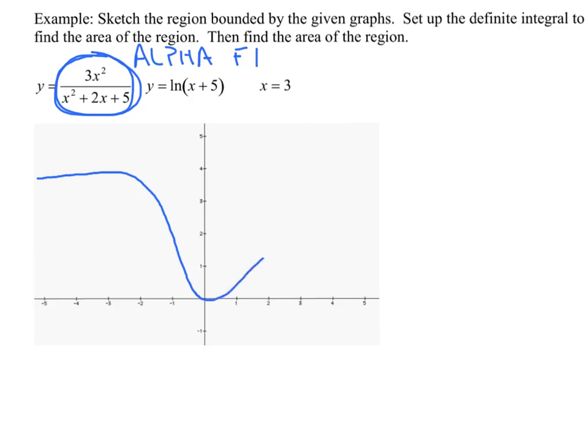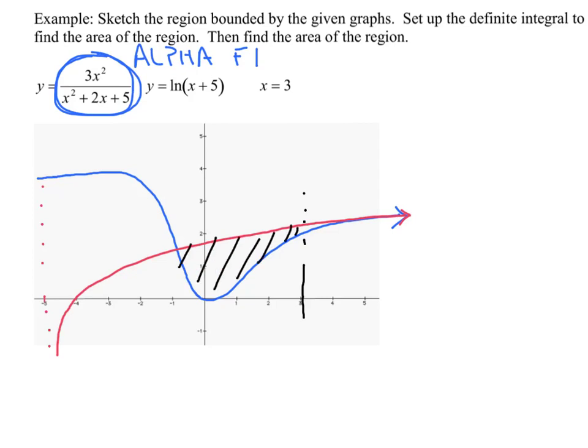It does go through the origin, it looks like, and then it kind of tails off in that direction. The natural log function, though, we could have done that one out of the calculator. It's got a vertical asymptote at -5, and then it's going to cross at -4, and it looks like it's going to kind of tail off in that direction there. And then, of course, we also have the vertical line x equals 3. So we're talking about this region right in here.